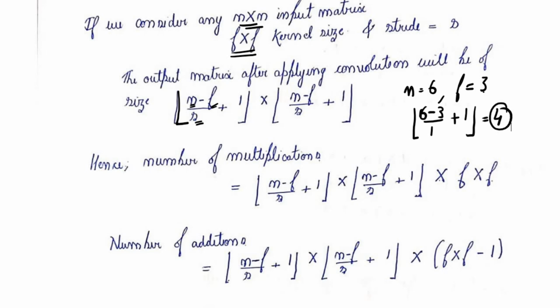We will look into that in detail as well, but as of now, the important formula which we were able to derive is the size of the output matrix. After performing the convolution, it is going to look like this.